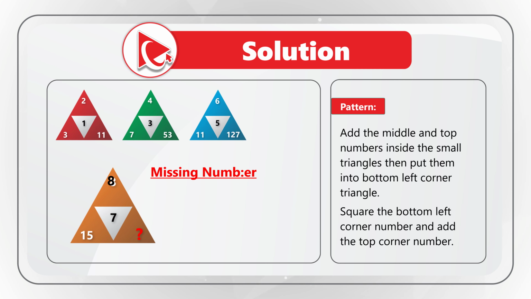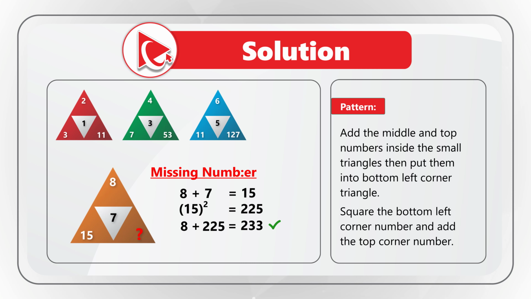First, let's add 8 plus 7, top and the middle numbers. 8 plus 7 equals 15. And you can confirm this calculation by looking at 15 in the bottom left corner of the triangle. 15 squared equals 225. And then based on this information, to find the missing number, we need to add 8, which is the number in the top of the triangle, plus 225, which is the calculated number. So the final number will be 233.